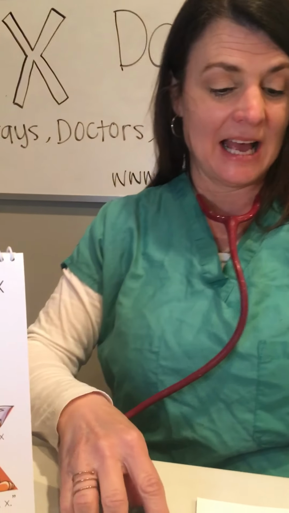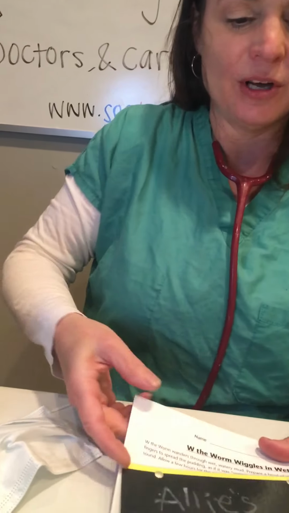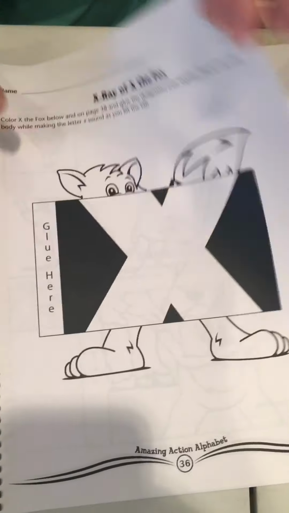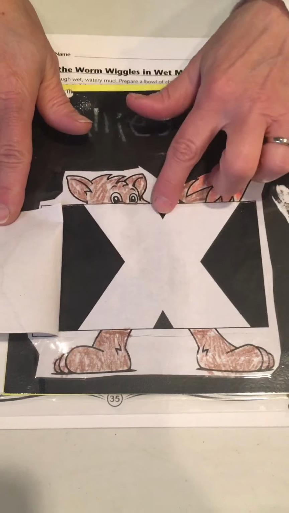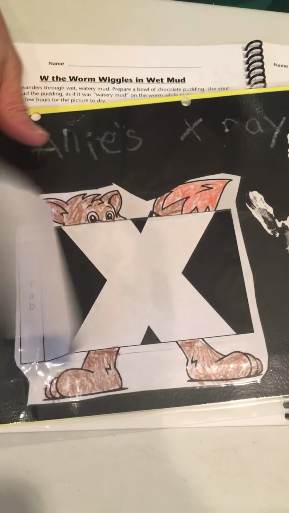So in our Amazing Action Alphabet activity book, we can take an x-ray too of X the fox. Here's the front part. Here's the back part. You glue the tab together so that when you open it up, it goes like this. And you see it has an X. Isn't that fun?